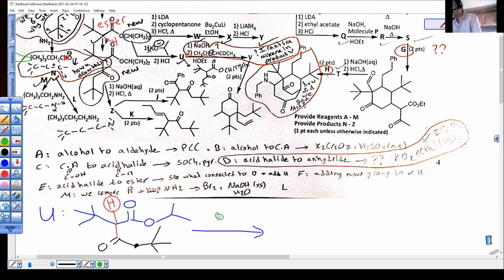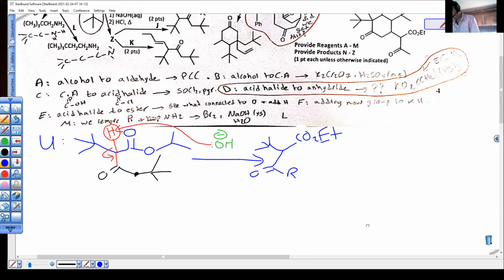And we're using OH up there to grab the H, acid base step. I'm going to short form this because writing is getting to be a premium here with space. CO2Et is a good short form. And down here we have carbonyl to R, and R can be neopentyl.